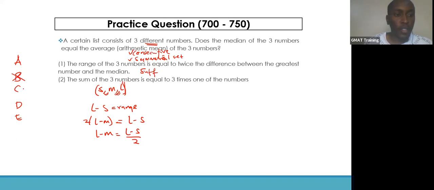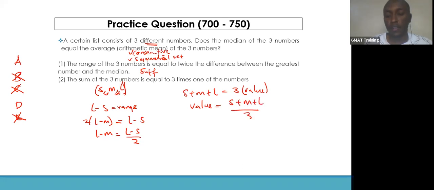Therefore B, C, and E are out. The sum of the three numbers is equal to 3 times one of the numbers. All right, so S plus M plus L equals 3 times a value of that set. So therefore, this value equals the smallest value plus the middle value plus the largest value, divided by 3.